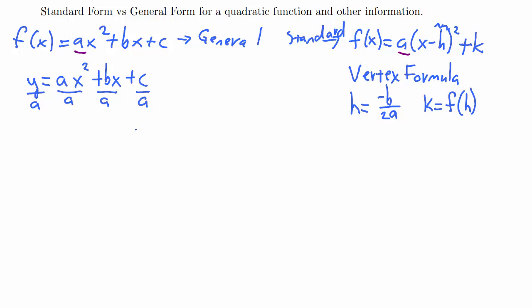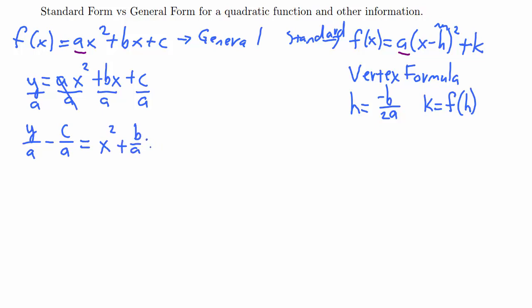And remember, this is not a problem because a cannot ever be 0. Because think about what happens if a is 0. That gives you f of x equals just bx plus c. And this right here would just be a linear function instead of a quadratic function. So that means that I can go ahead and divide by a and not have any problems. I'm also going to go ahead and subtract the c over a to the left-hand side. And that's going to make this y over a minus c over a is equal to x squared plus b over a x.